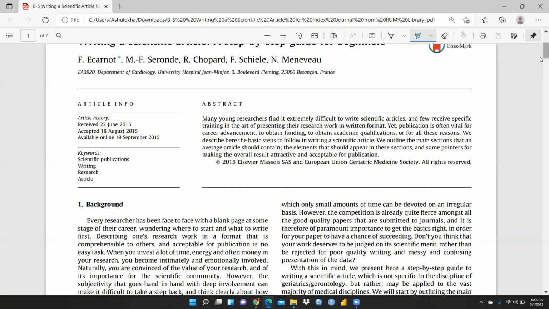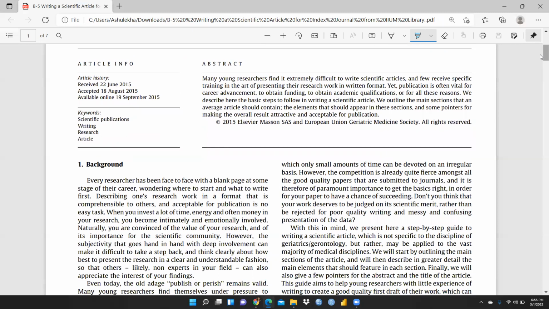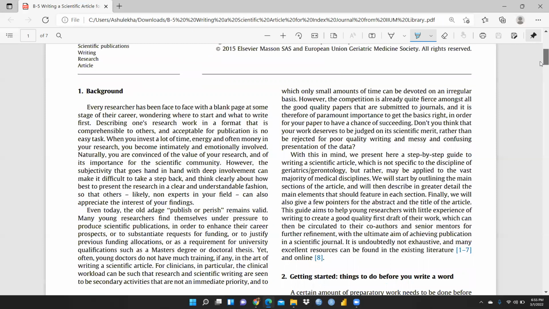Some people are very good at analysis, but they are not able to write their research papers in an effective manner. So what do we have to do? There are specific guidelines. It's a very good paper where you can learn how to write a research paper.